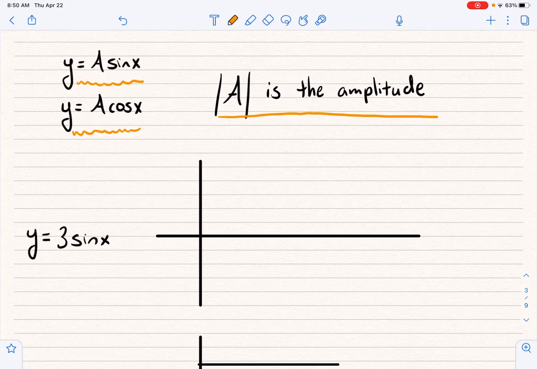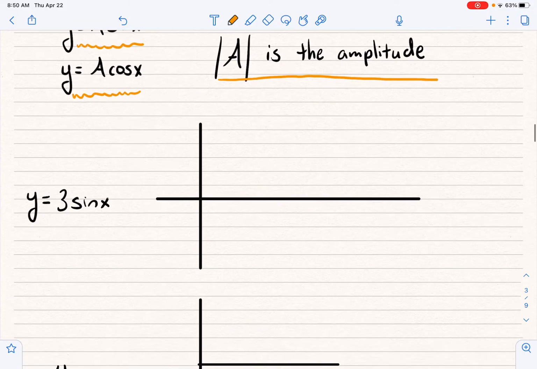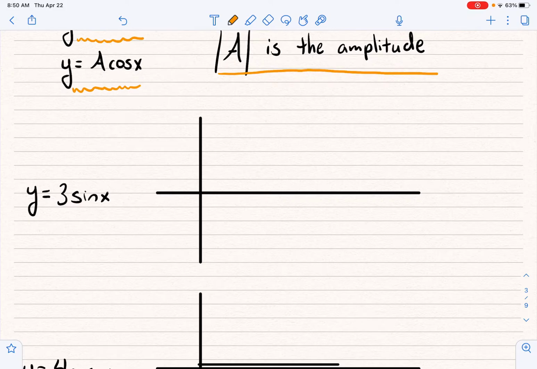And what I want to do is see if we can graph some of these, all right? I've got one right here, and I am going to show you how I'm going to do this one. Then I'm going to have you guys try the next two. Okay, so I see y equals 3 sine x. I know that this is the a value right here. So the absolute value of 3 is 3. So the amplitude is 3.